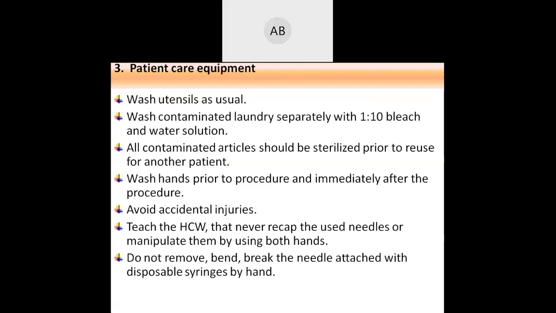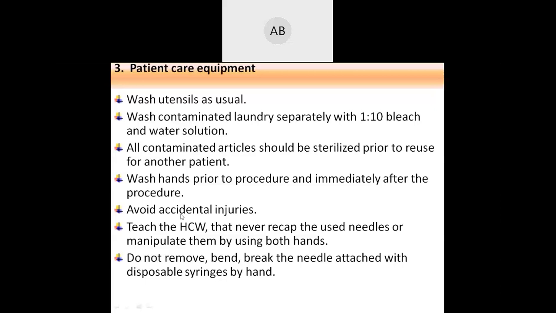Now patients' bed sheets, linen and other things will be there, so you can wash them separately. Use a 1 to 10 bleach and water solution, and all the contaminated articles used by the patient have to be sterilized. Wash the hands prior to the procedures and immediately after the procedure. So adequate hand hygiene also should be followed.